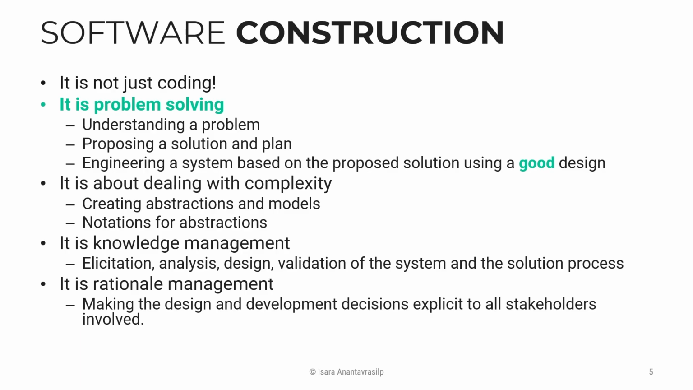After the system is designed, you might want to validate the design, whether it solves the problem or not. When the system is implemented, you also need to test the system, whether it solves the problems or not. Lastly, there is rationale management. You want to make the design and development decisions explicit, known and understood by all stakeholders involved in the project.